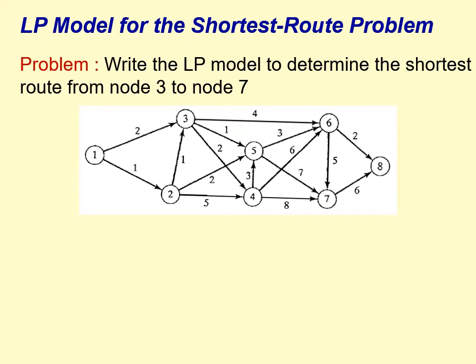Okay, now let's consider this example problem, and let's develop the LP model to determine the shortest route from node 3 to node 7. Okay, node 3 to node 7. So how do we start? We say that, okay, for the starting node, node 3, there's an external flow of 1 unit, and for the terminating node, we assume that there will be an outflow of 1 unit. And then we will construct the table. So when you have the table, you already have the formulation. You don't need to write the formulation in all the details.